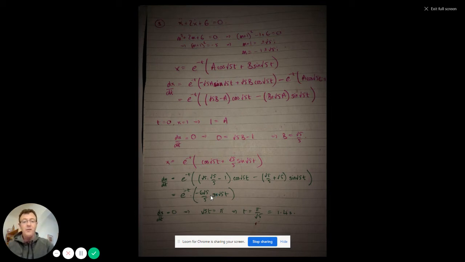So we're after the first time when this is 0. That's never naught, so this has to be naught. Okay, so really, this bit here has to be naught. Obviously t is naught is one solution, but the other one is, well, not t, but this argument here is pi. So root 5t equals pi, so t equals pi over root 5, which is 1.4.